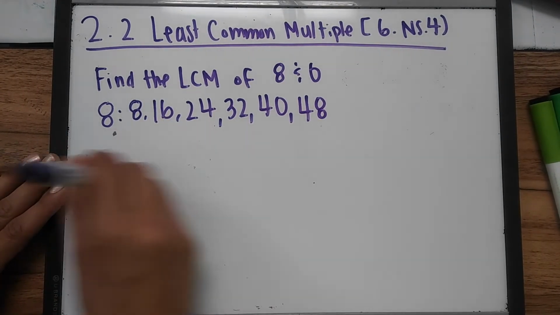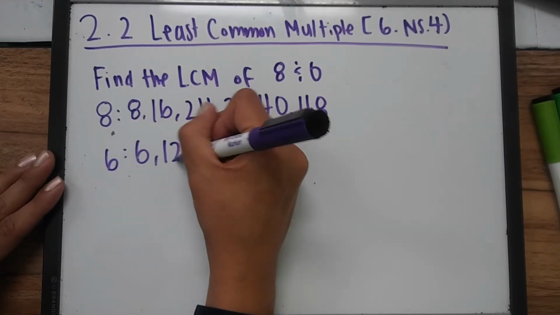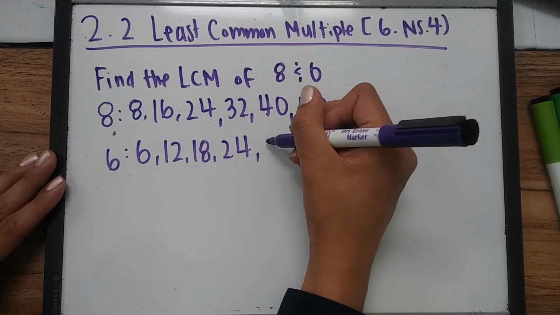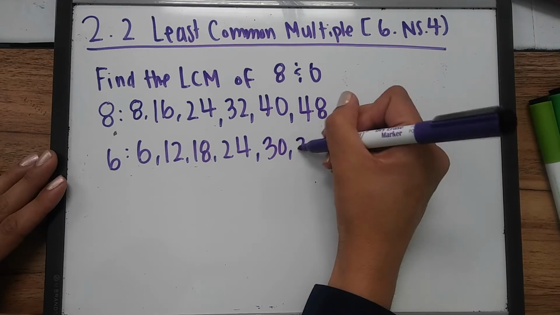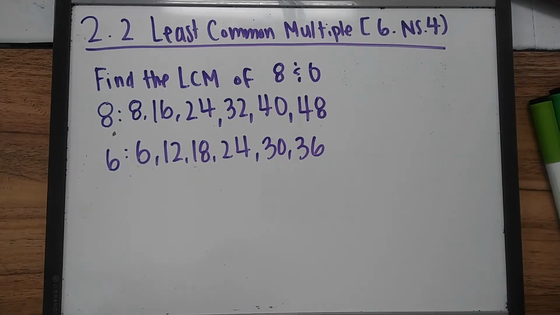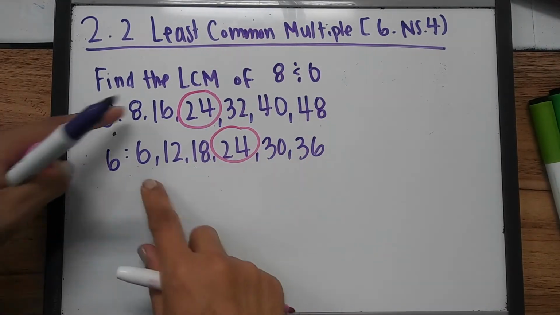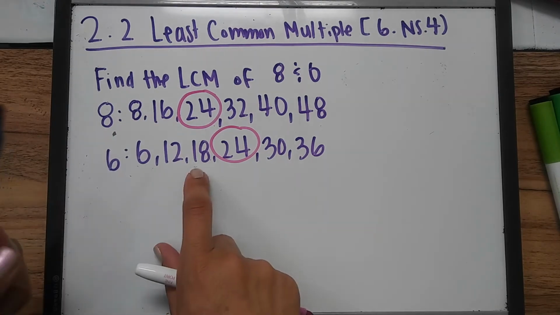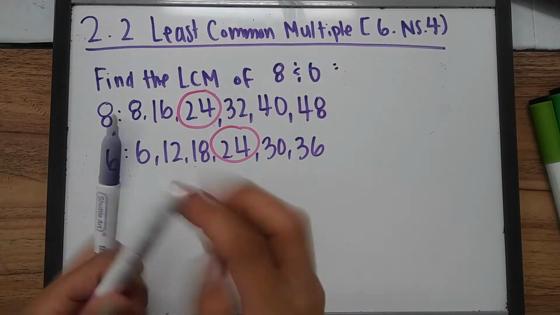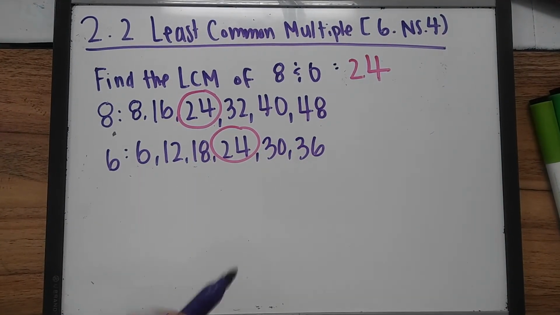And then I'm going to look at 6. 6 times 1 is 6, times 2 is 12, times 3 is 18, times 4 is 24, times 5 is 30, 36, right? But right here, I don't even have to continue, because I see that the first one they have in common is 24. They don't share 8 or 6, 16 or 12 or 18, but the first one they have in common is 24. So the LCM of these two numbers is going to be 24, okay? So that's the way that you can find the LCM of two numbers.